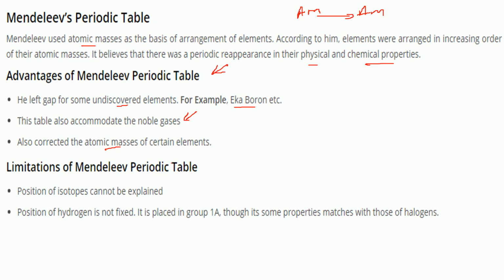But there were some limitations of the periodic table proposed by Mendeleev. The position of the isotopes was not explained, and the position of hydrogen is also not fixed. It is placed in group 1A, but the properties of hydrogen match with halogens also.